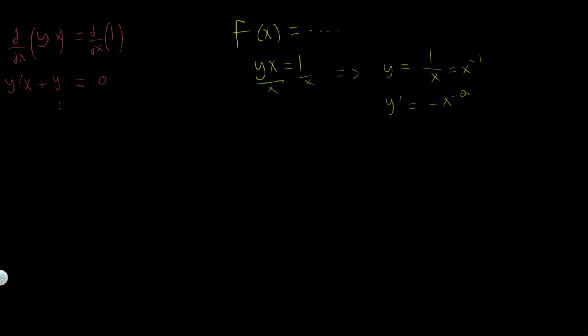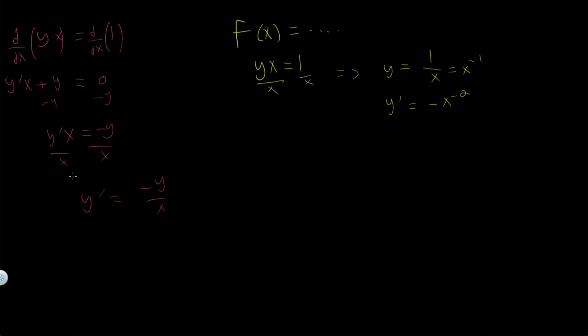So now what we can do is we can actually just solve for y prime, because we're looking for y prime, right? That's the derivative of the function. So we can just solve for it in this equation that we have, and we'll get our answer. So let's solve for it. We're just going to get it alone. Subtract y on both sides. We get y prime x is equal to negative y. Divide both sides by x. We get y prime is equal to negative y over x.